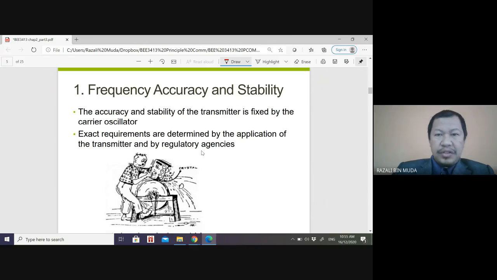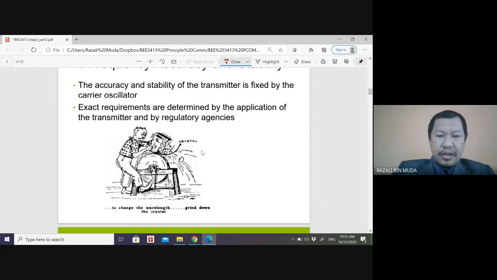The frequency, accuracy, and stability. This is about the transmitter. First, the frequency, accuracy, and stability. The accuracy and stability of the transmitter is fixed by the carrier oscillator. Exact requirements are determined by application of the transmitter and by regulatory bodies or regulation agency. Okay. So what is the problem here?